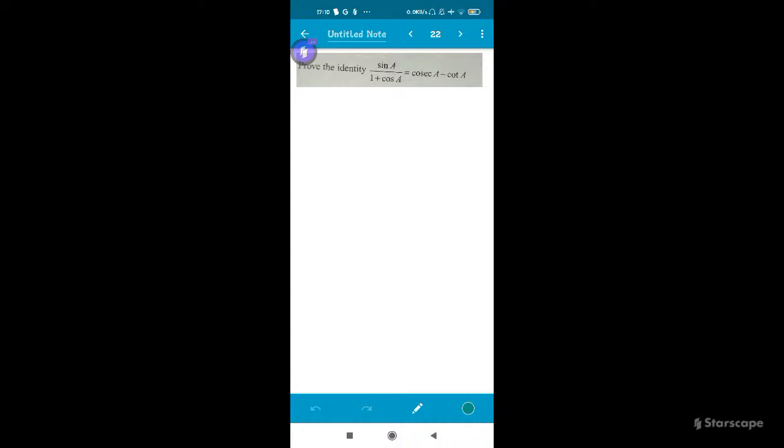We know that cosec A is 1 by sin A and cot A is cos A by sin A. That means in both these terms the denominator is sin A. That means we have to make certain changes in the numerator such that the denominator becomes equal to sin A. How do we do it? We have 1 plus cos A. If we multiply with 1 plus cos A, we will have 1 plus cos A whole square.